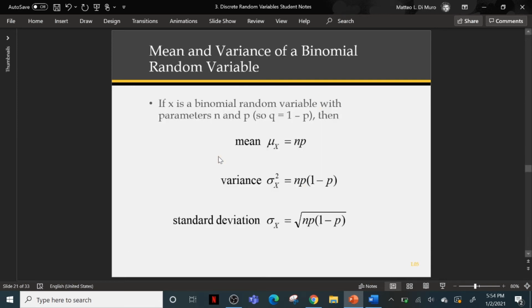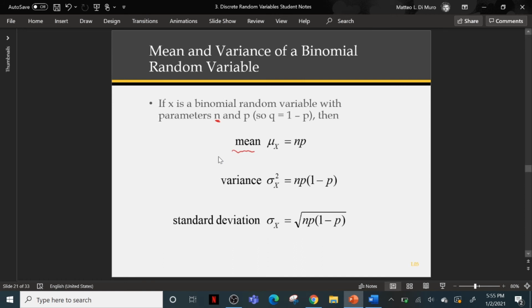All right. We didn't look at mean and variance of a binomial random variable, so these formulas are straightforward. There are questions where we need to figure them out. So if x is a binomial random variable with those same parameters of n and p and q being 1 minus p, so basically a binomial distribution.